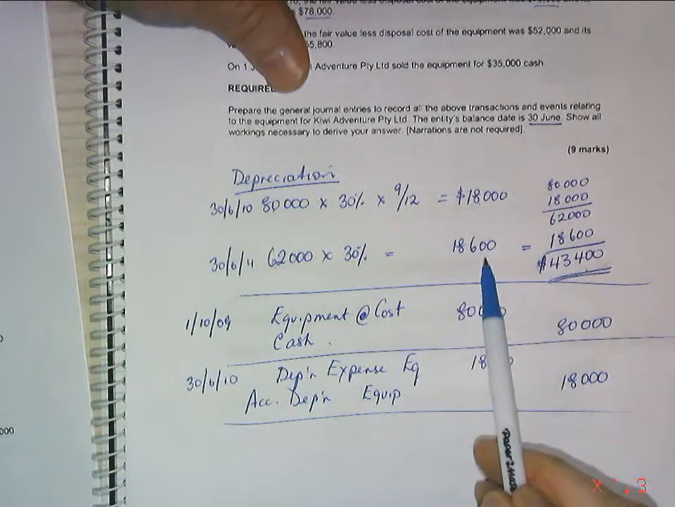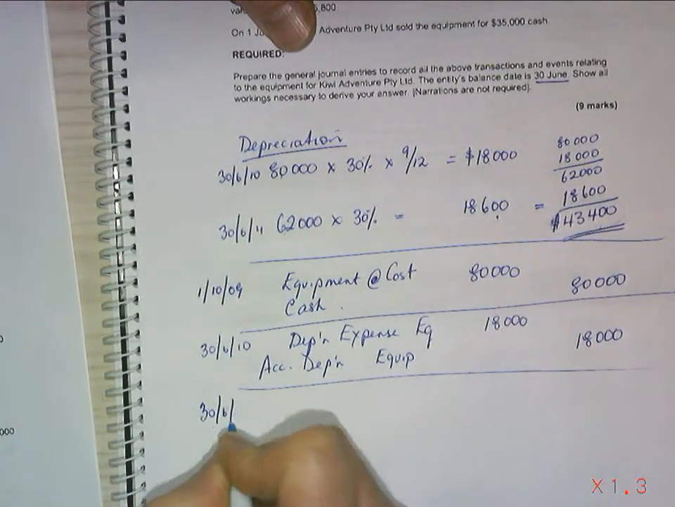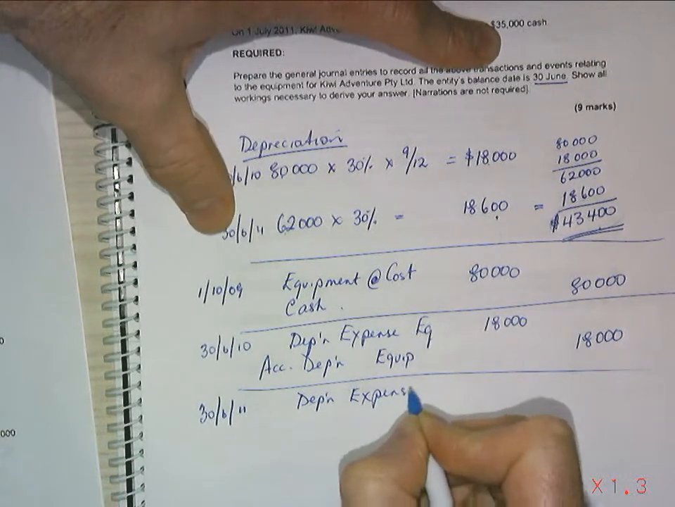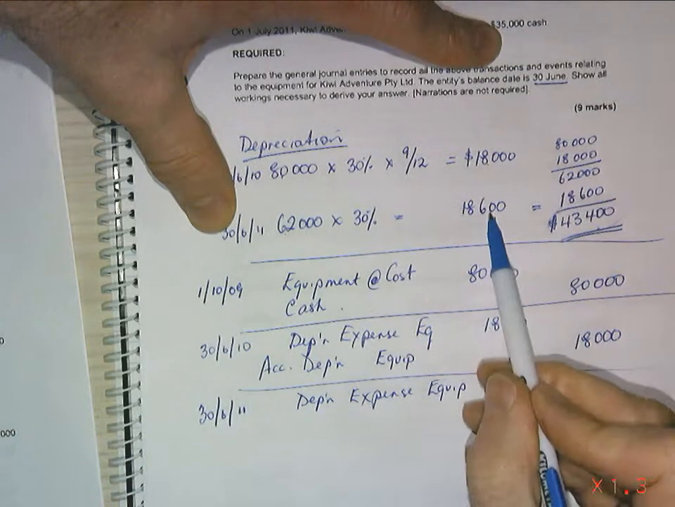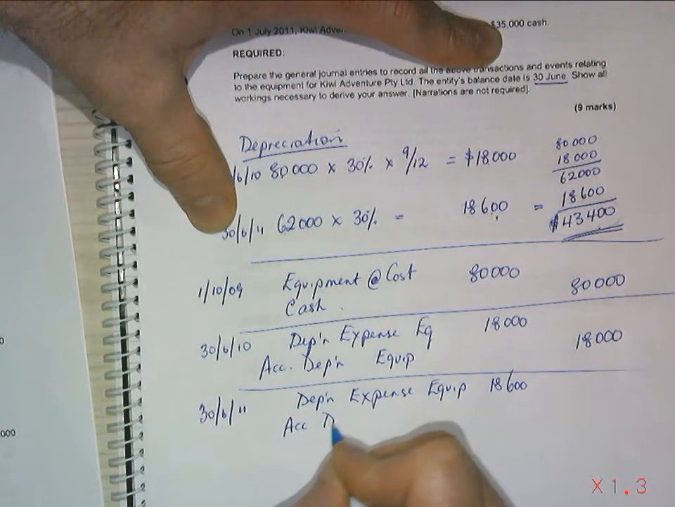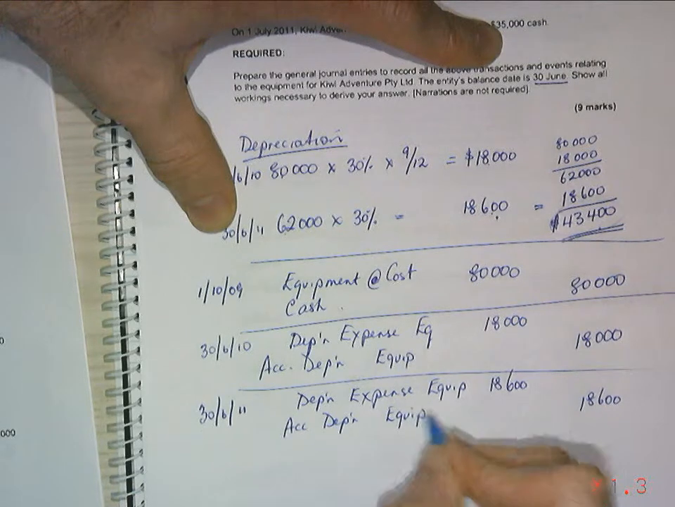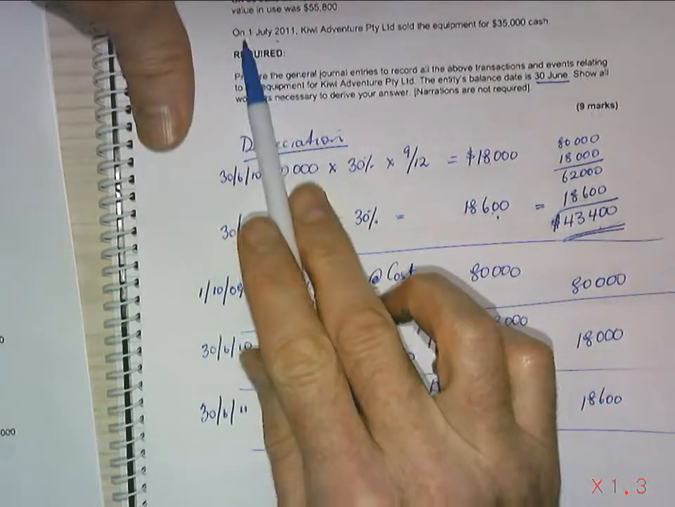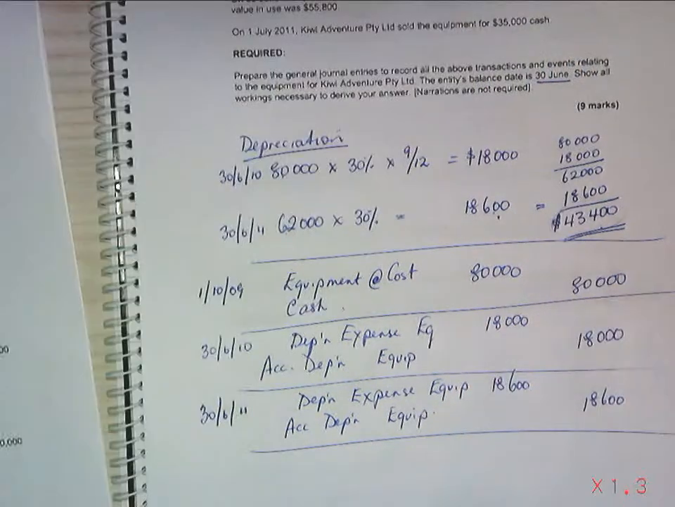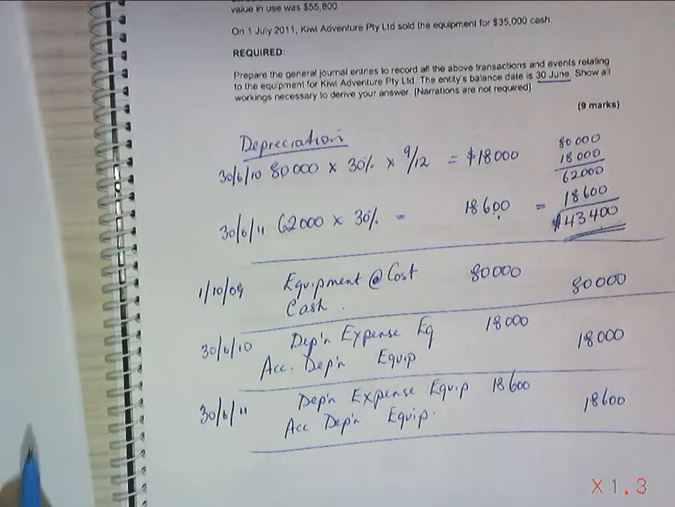Now what I'm looking to do is record my third journal entry, or my depreciation for my second year, which is the 30th of June 2011. It's exactly the same line items as before. So I've got my depreciation expense for my equipment, this time it's 18,600, and my accumulated depreciation is 18,600 as well. And then it said on the 1st of July we sold the equipment for 35,000 cash. So now I need to remove the equipment from my ledger, and I need to remove all the accumulated depreciation as well.